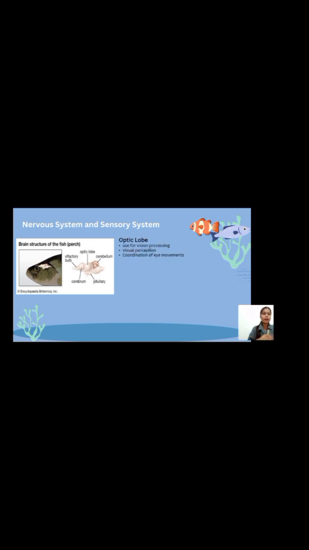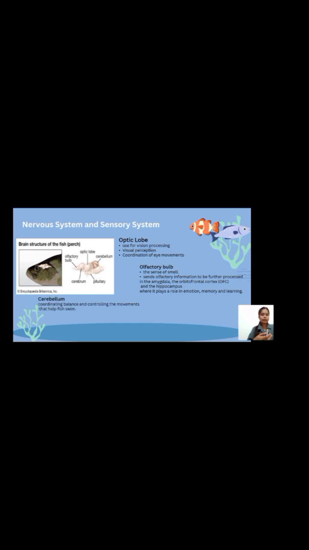We have here the optic lobe. It is used for vision processing, visual perception, and coordination of eye movements. Second is the olfactory bulb. The olfactory bulb is the sense of smell. It sends olfactory information to be further processed in the amygdala, the orbitofrontal cortex or the OFC, and the hippocampus, where it plays a role in emotions, memory, and learning.